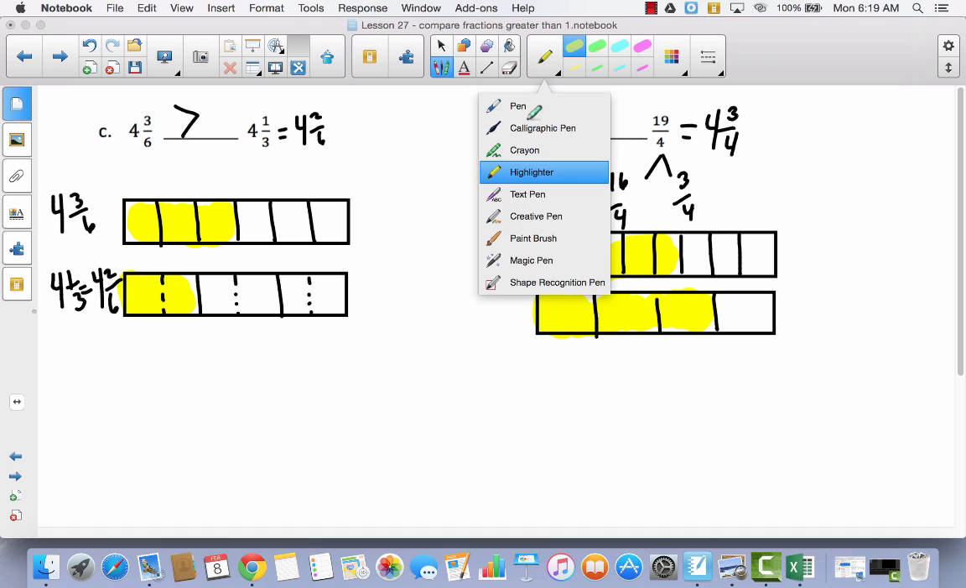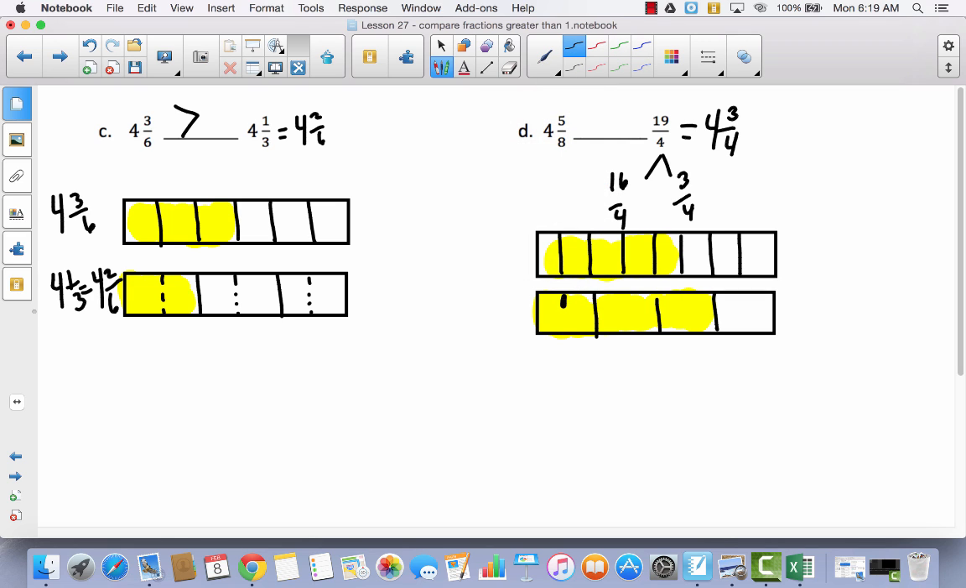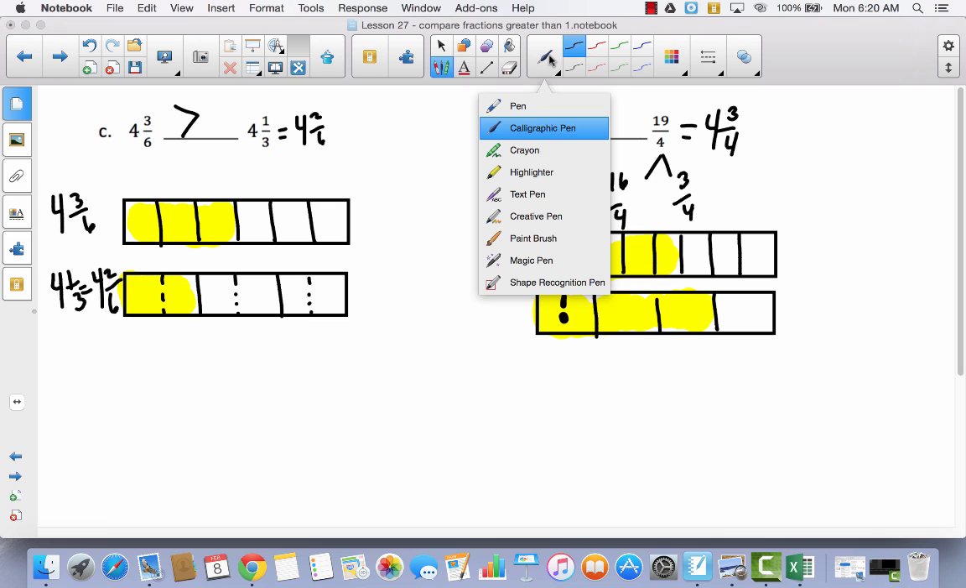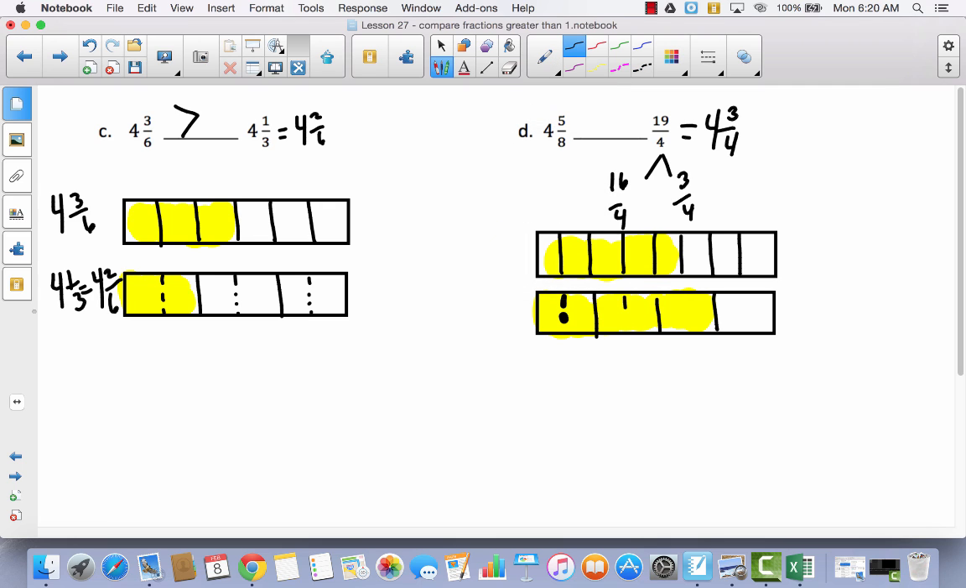So if I want to have a common denominator, the easiest way would be to double these fourths by decomposing them into eighths. So I'm just going to take each of these fourths and decompose it into two parts. So now I'm comparing 5 out of 8 to 1, 2, 3, 4, 5, 6 out of 8. So 4 and 3/4 is the same as 4 and 6/8. So if I'm comparing 5/8 to 6/8, 5/8 would be less than 6/8. It's a whole eighth less than.